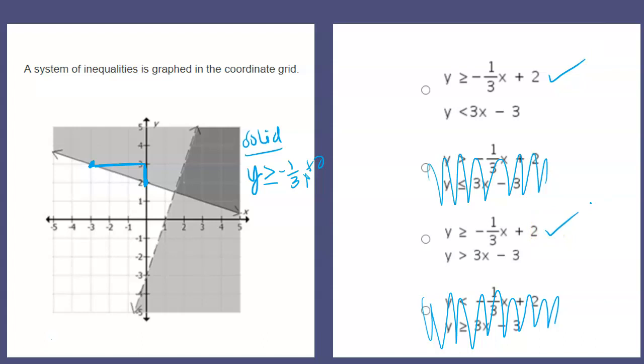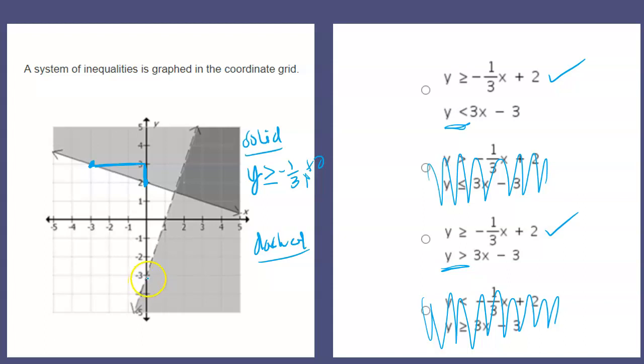Now we need to look at the dashed line. I'm going to look at my answer choices and see what's different. This one says y is less than. This says y is greater than. The less than and greater than here have to do with how it's shaded. So let's see how our dashed line is shaded.